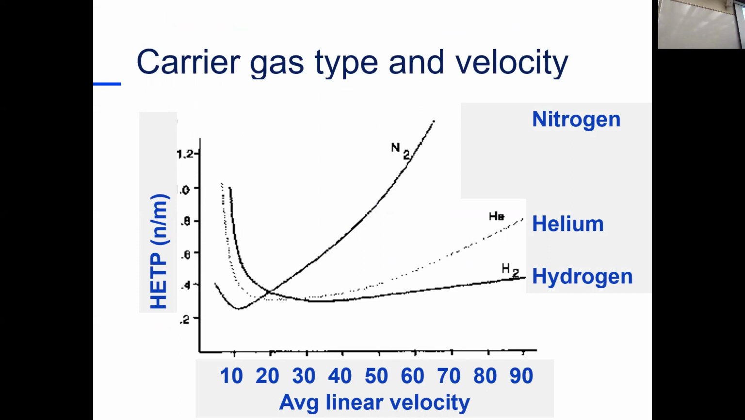This relates to the column flow rate, the column velocity. How fast is the gas? How fast is your mobile phase going through that column? Linear velocity, that should be centimeters per second, I believe. So centimeters per second flow through the column. And this plot is dependent upon what kind of mobile phase you have.